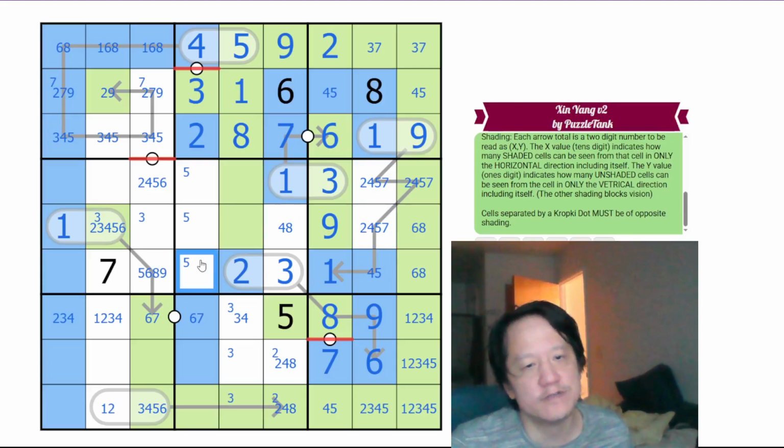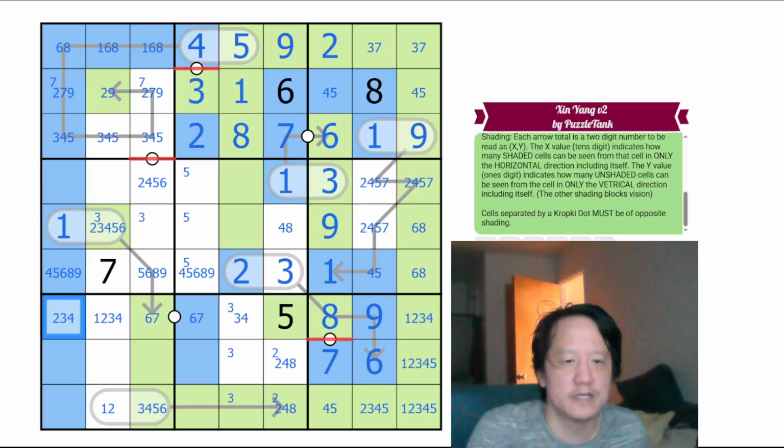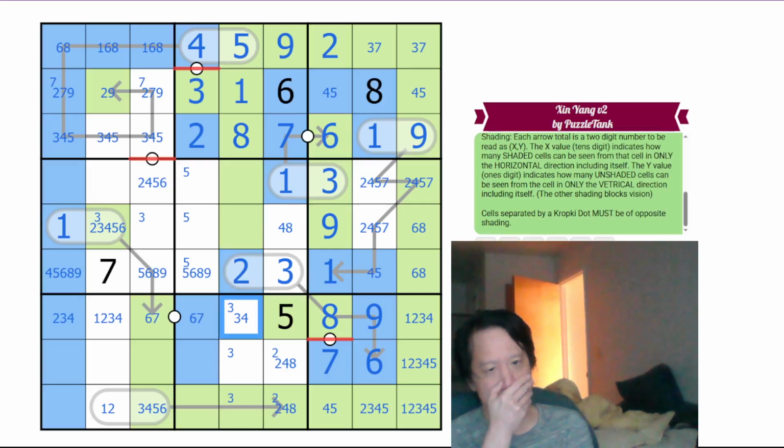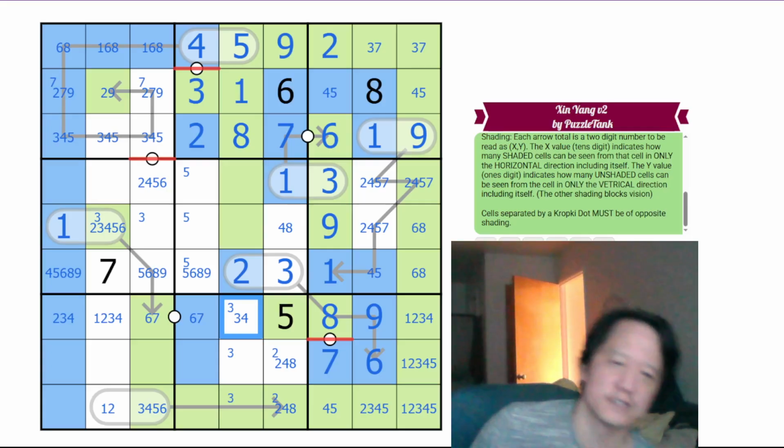Remaining digits of row 6. We have 4, 5, 6, 8, 9. No 4 here because of 4 in the column. And that's all we really have. How is this very easy? This is quite convoluted, just to even get through.